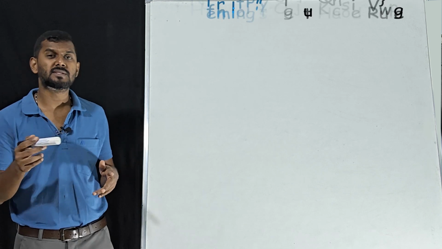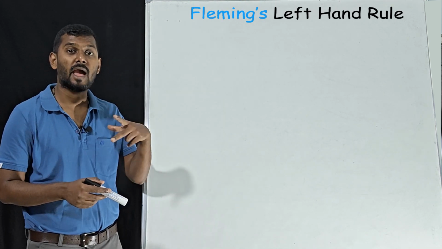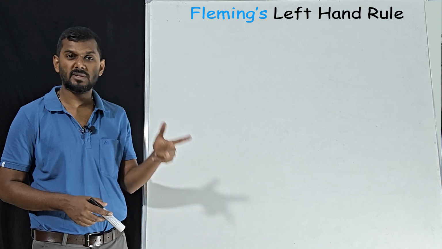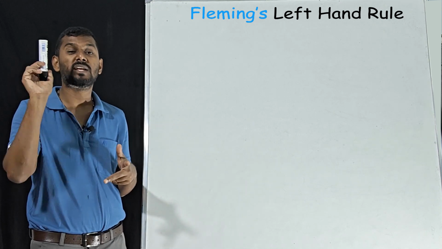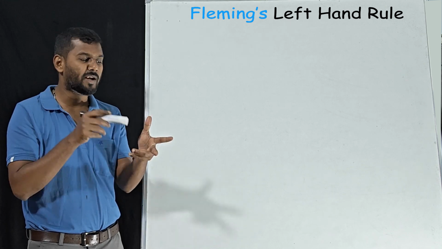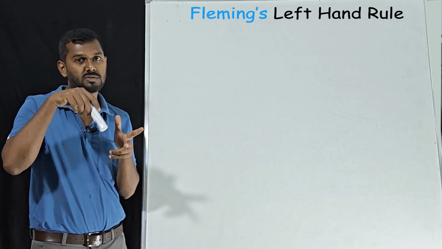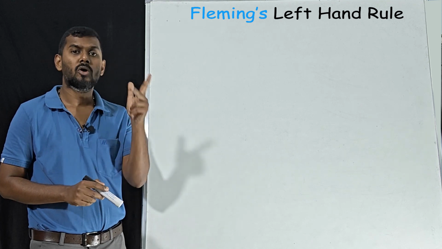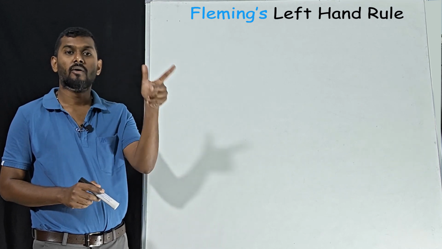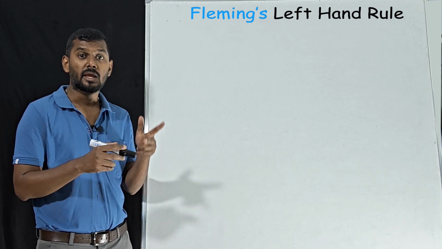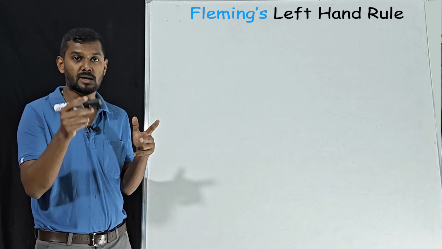We have used Fleming's left hand rule in an experiment, but we have to learn how to define it also. Correct. See, when it comes to Fleming's left hand rule, why we are using this is very important. Why we are using Fleming's left hand rule? To find what? The direction of force. Correct. Keep this in mind. To find the direction of force generated. When will force be generated? When a magnet is brought near to the current carrying conductor.